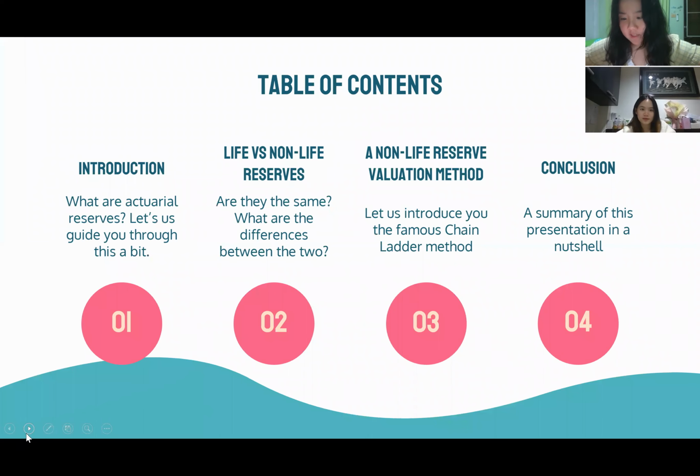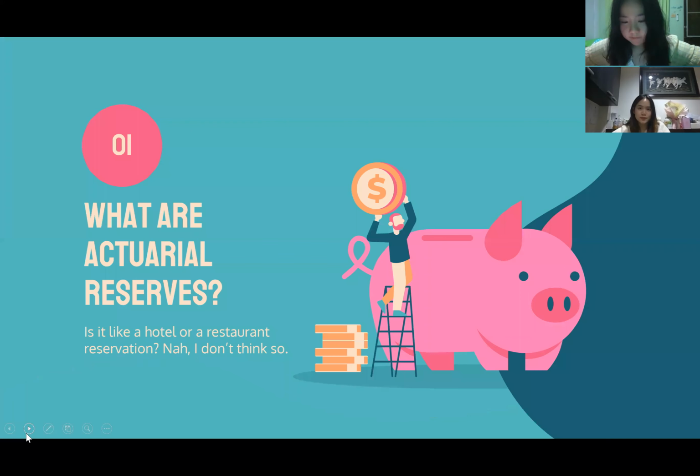Now, before we start, let us point out the topics for today. Firstly, we'll be illustrating the general meaning of actuarial reserves. Then, we'll be discussing the differences between life and non-life reserves. After that, we'll give you an example of a non-life reserve valuation method. For this work, the chosen method is called chain ladder. And finally, we'll give you a summary of the whole presentation.